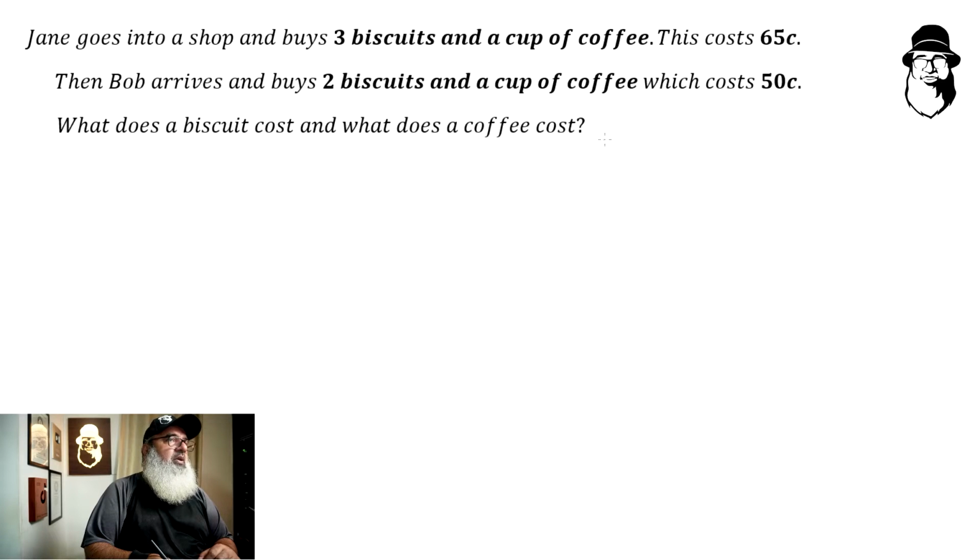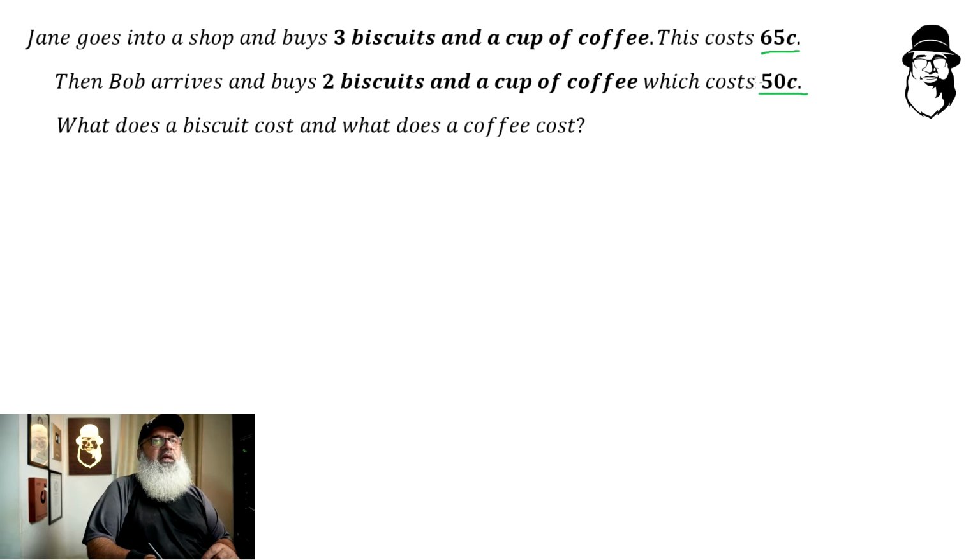Jane goes into a shop and buys 3 biscuits and a cup of coffee. This costs 65 cents, right? Then Bob arrives and buys 2 biscuits and a cup of coffee, which costs 50 cents. What does a biscuit cost and what does a coffee cost?